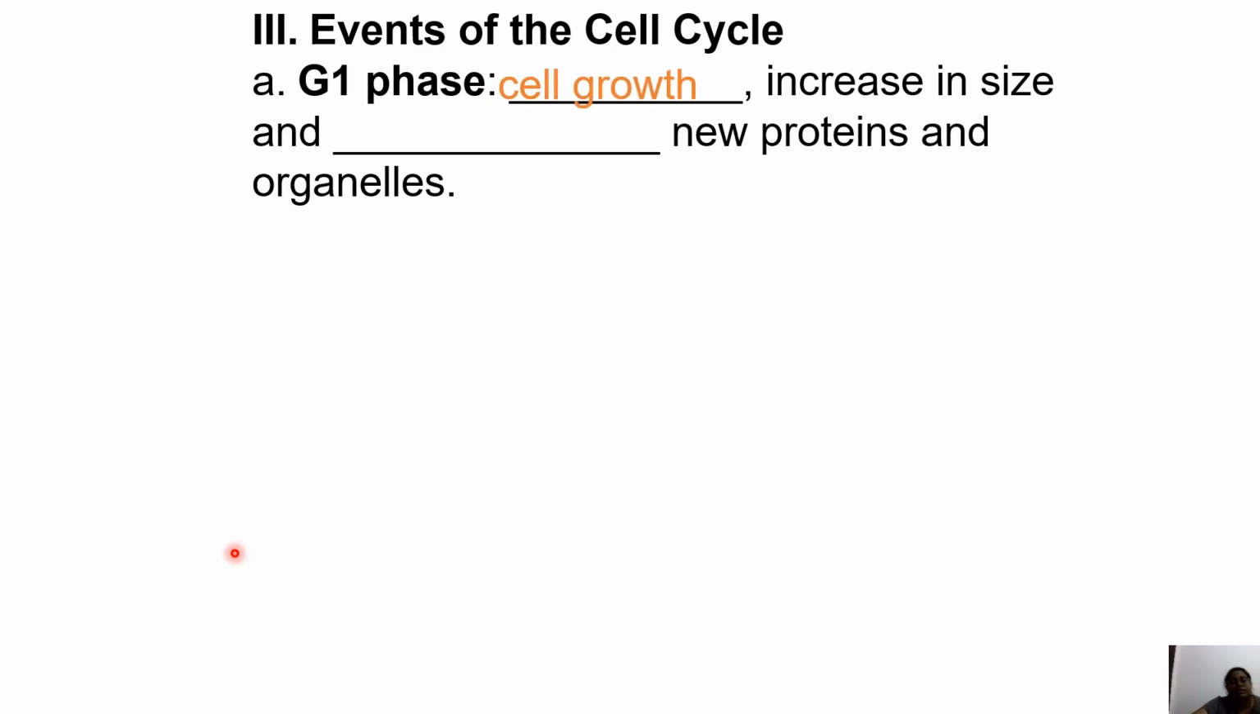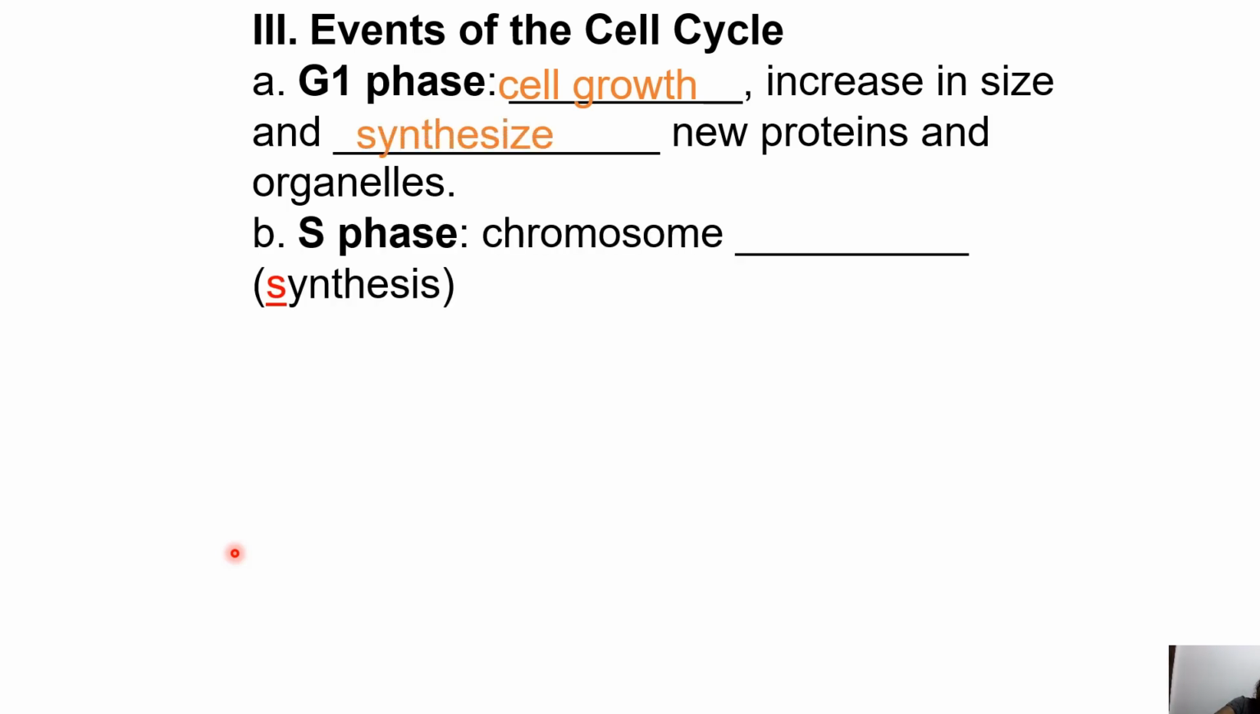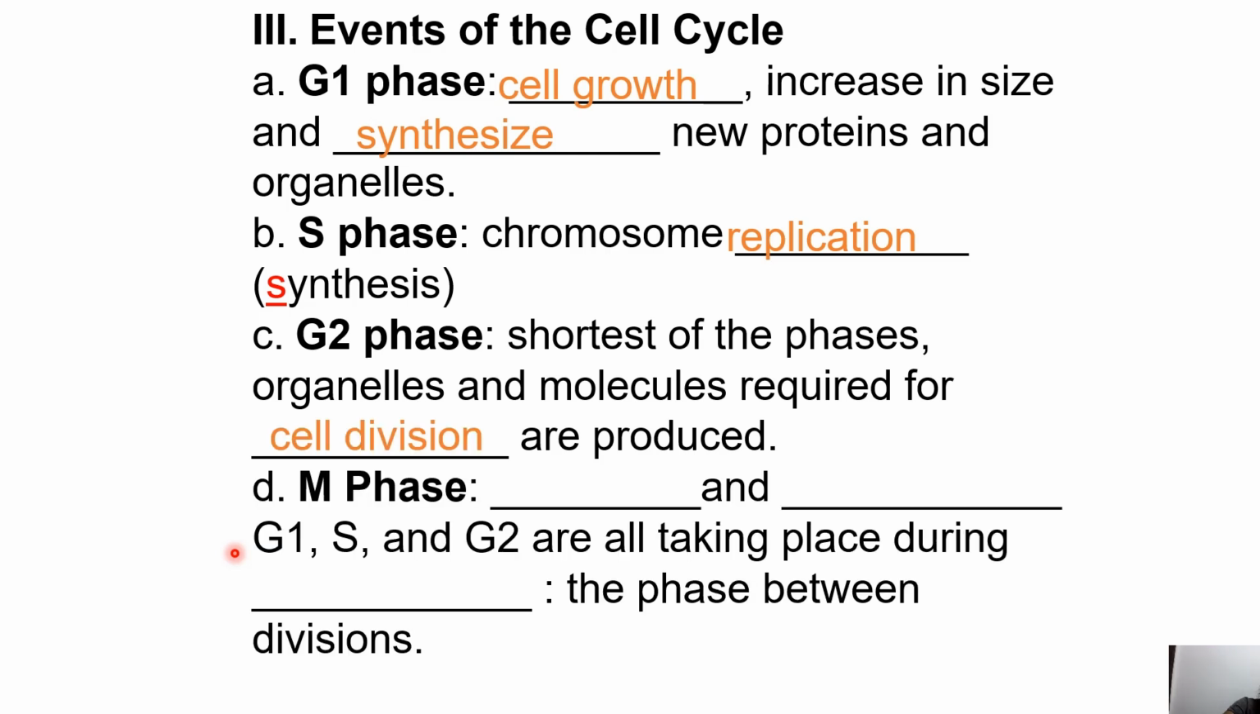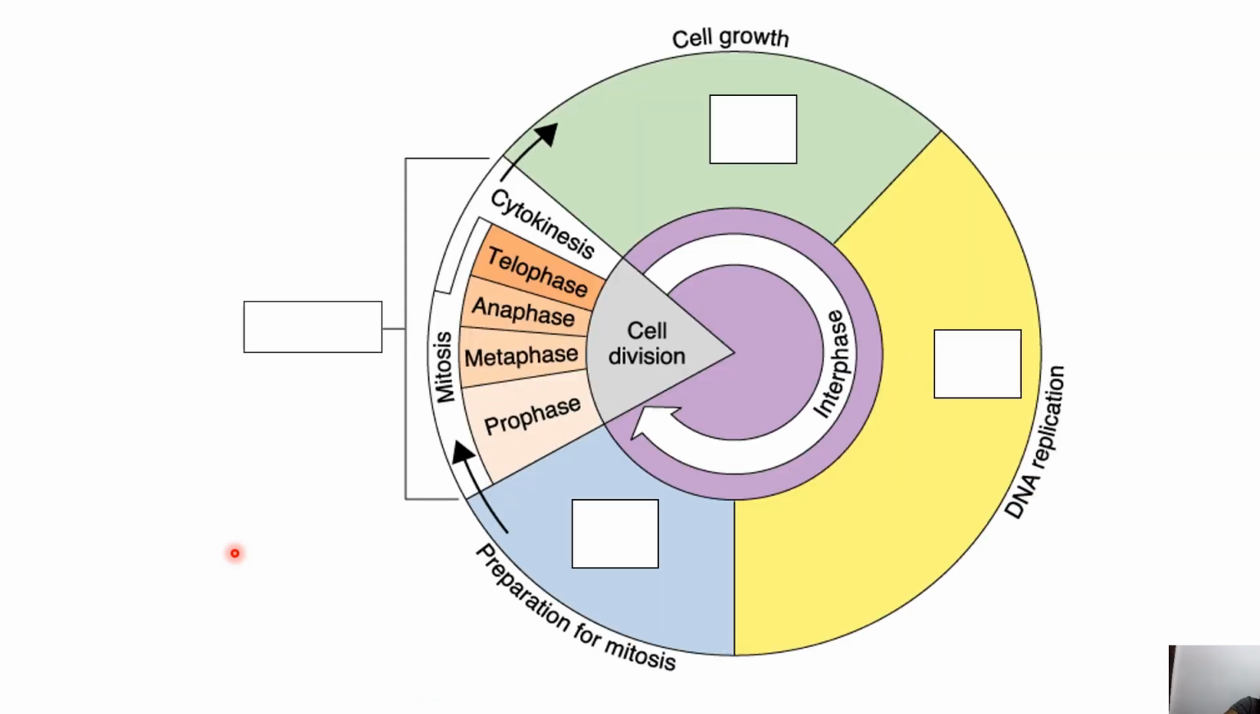Now G1 phase, basically what happens in G1 phase is cell growth, increase in size and synthesis of new proteins and organelles. S phase, chromosome replication, synthesis. G2 phase is the shortest of the phases, where organelles and molecules required for cell division are produced. M phase is mitosis, basically karyokinesis and cytokinesis, totally called mitosis or M phase. G1, S and G2 all take place during interphase, the phase between the divisions.